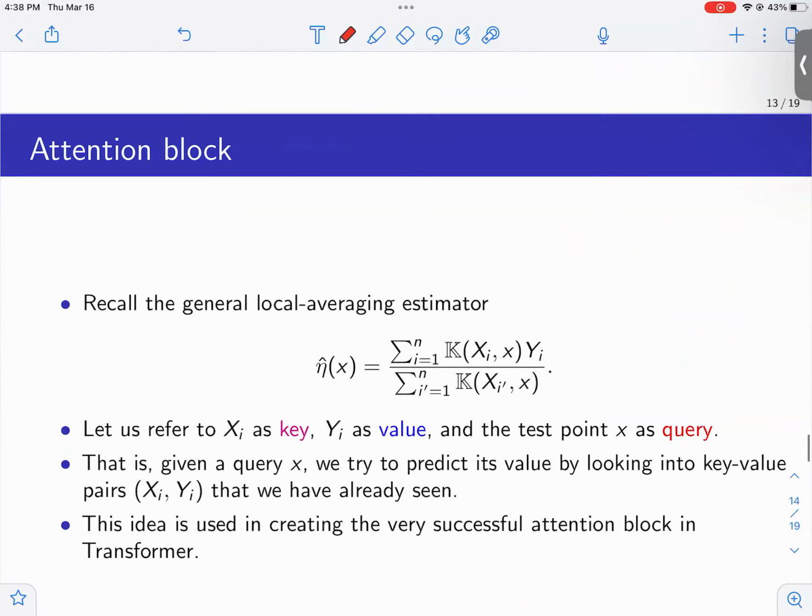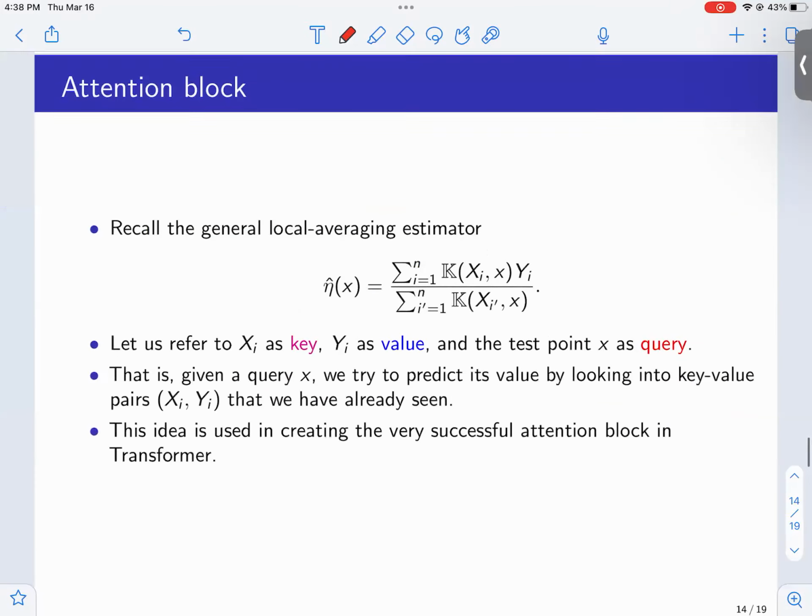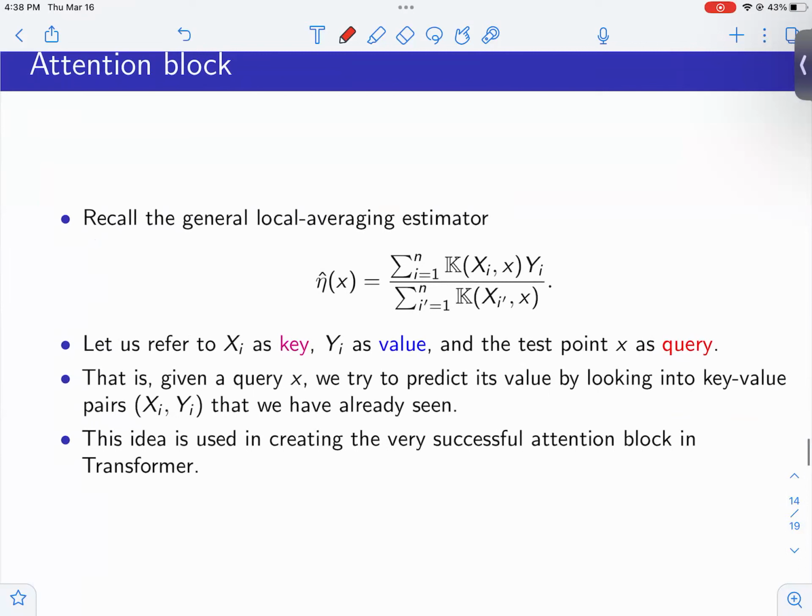So the attention block is the one that I want to focus on, because that's what we talked about. If you recall local averaging, the idea of local averaging was very simple. You had xi's, you have yi's, and you have a test point. And this was our regression function. The way we constructed it, you measure the similarity of your test point to your training data, and then you average, based on this weight, the corresponding responses.